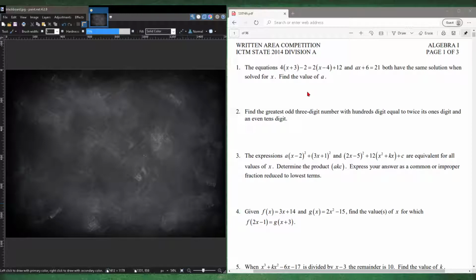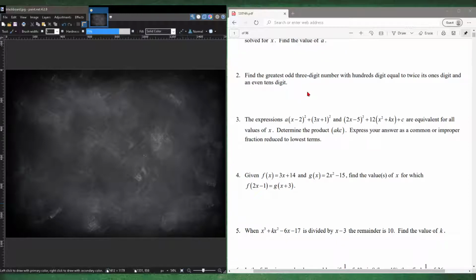Okay, pretty simple linear equations. Number 2. Find the greatest odd three-digit number with a hundreds digit equal to twice its ones digit and an even tens digit. Okay, so we have a three-digit number, and the only odd digits are 1, 3, 5, 7, and 9, right? And then the hundreds is twice the ones, so that's 2, 6, 10, 14, and 18. So it's not going to be these because that's not a three digit.